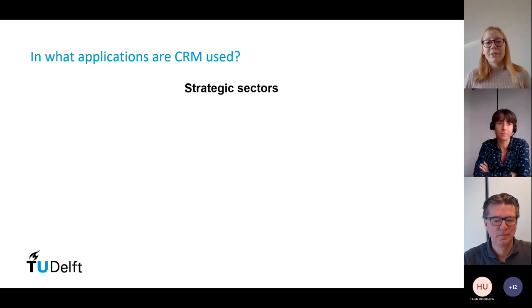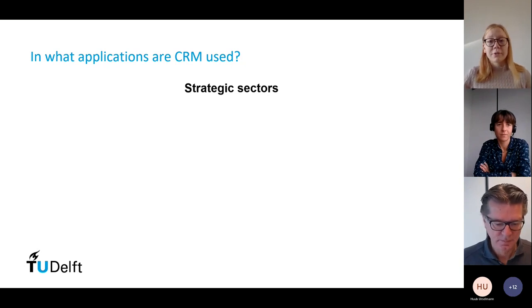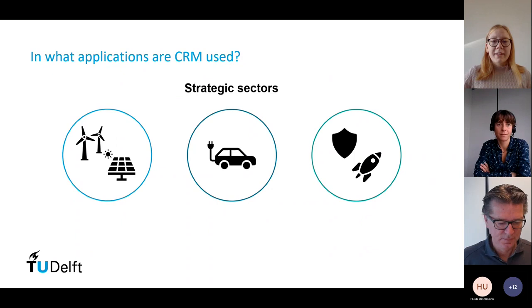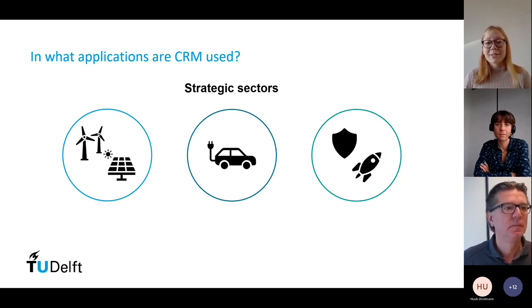So in what applications are critical raw materials used? They are here in Europe often used in strategic sectors, also in other countries and other locations. And these sectors, based on the European framework, are usually defined as the renewables and energy sector, the e-mobility sector, and defense, sometimes also defense and aerospace. But here we're mainly looking at the defense perspective and not really commercial aviation. So those two things, let's keep them separate. I will come back to that later as well, why I want to keep them separate.